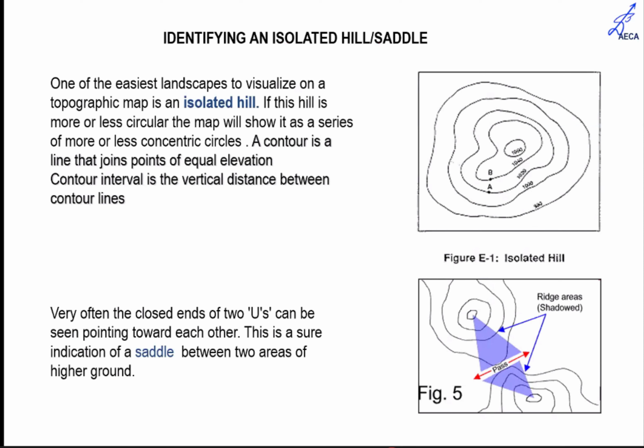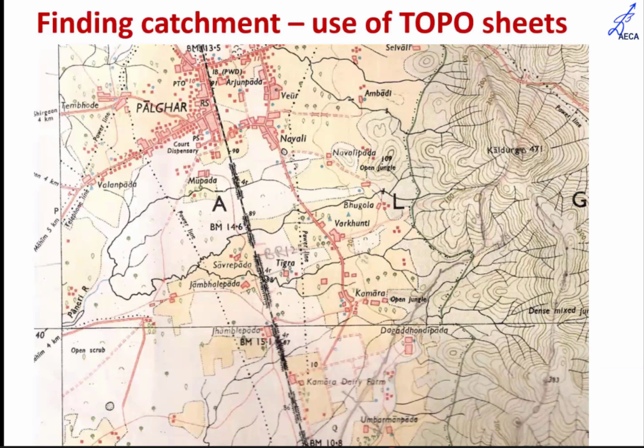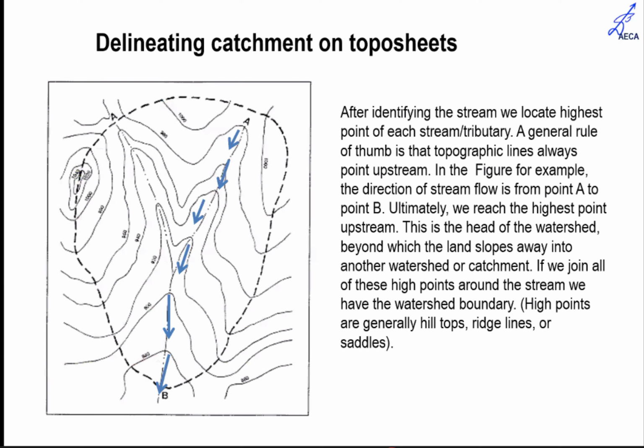Generally, catchments are classified like hilly, and then there are characteristics where you have two ridges with the U's pointing to each other, and that would indicate a saddle between two rising hills. These catchments can be found out from the topo sheets as well as from the websites which Karesh has suggested, the Survey of India and the Bhuvan website.